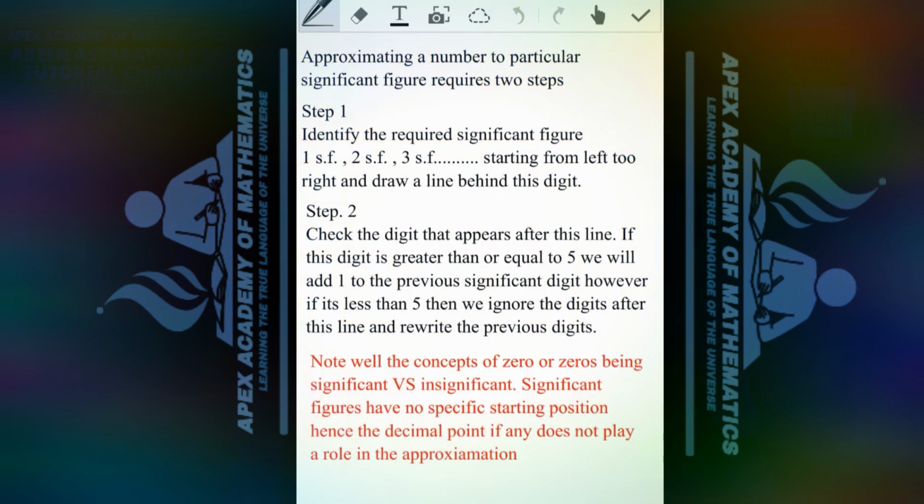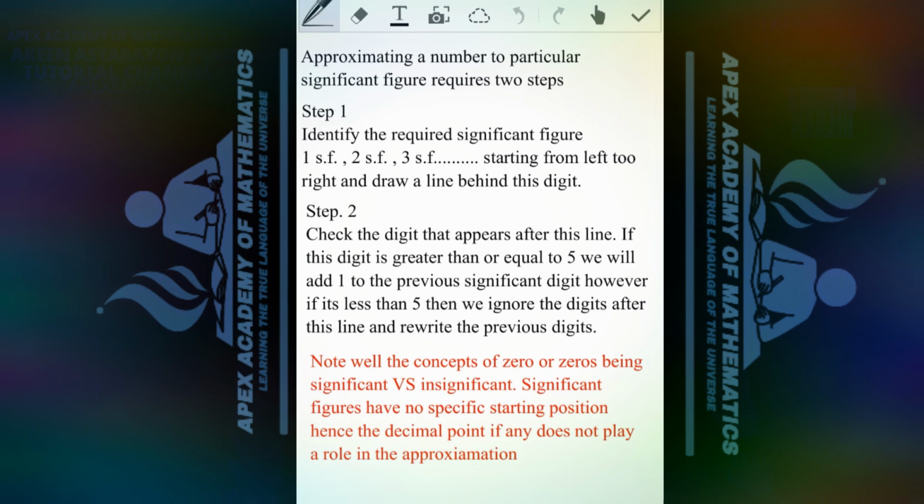All right, so as we go to the next page here, it says that we're going to be going through the rules of how you approximate a number to a particular significant figure, and this requires two very basic steps, which I've listed right here for you. All right, so the first step here, as I've written, is to identify the required significant figure. That's the very first step. And this will be indicated by these notations here: 1 SF, 2 SF, 3 SF, and so on.